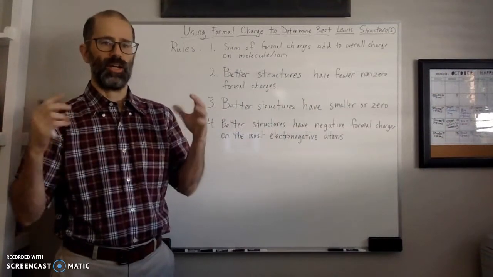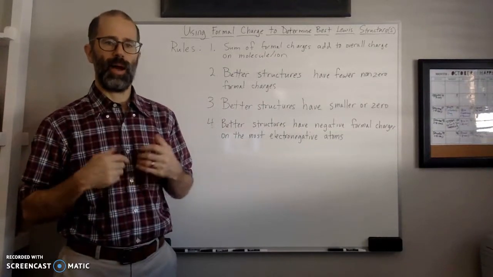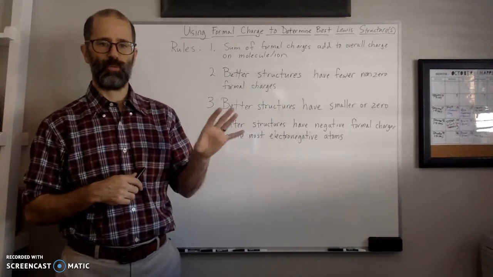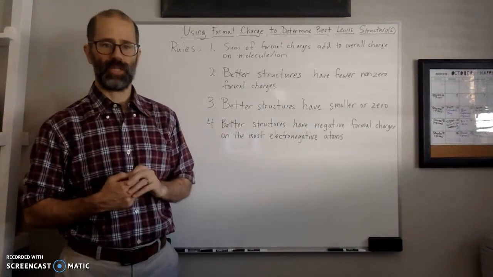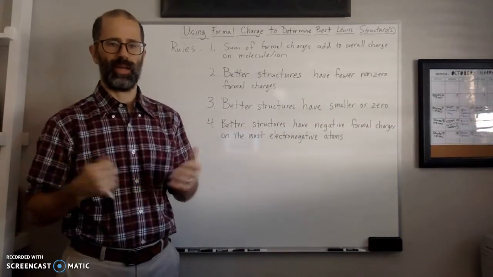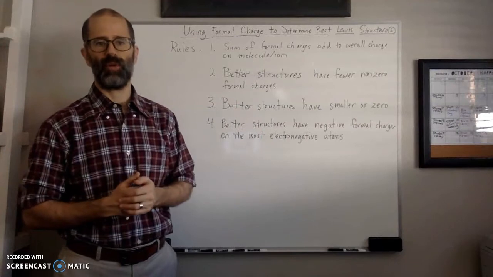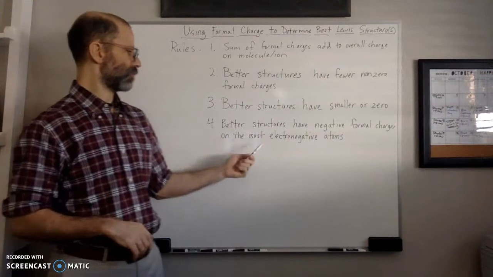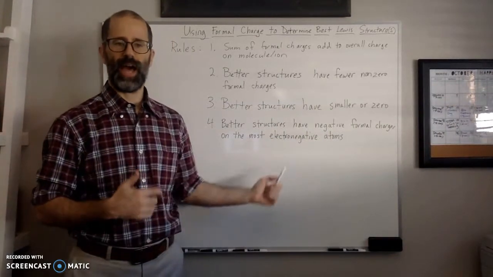So smaller formal charges themselves are going to be better than larger formal charges. So if you have a structure that has zeros and ones in it versus another structure that has 2s and 3s in it, then the one with the smaller formal charges is going to be the better one to go with. And the last one is that better structures have the negative formal charges on the most electronegative atoms.